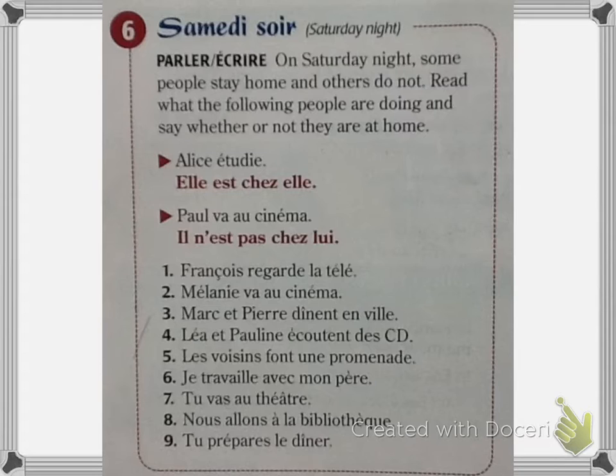We have Paul va au cinéma. Paul is going to the movie theater. If he's going to the movie theater, he is not at his house. So il n'est pas chez lui. So we're going to use the verb être for all of these, which means to be.